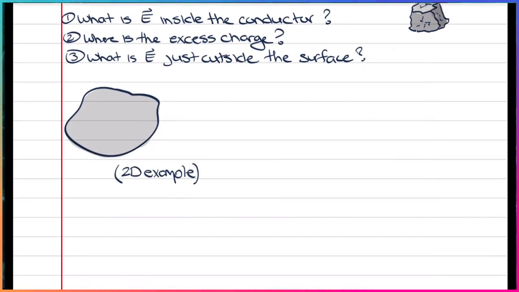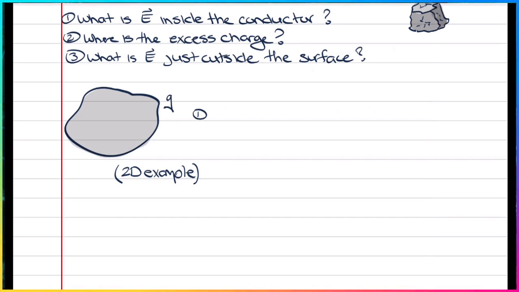All right, so I've given it some net charge Q. What can I learn? This first one we don't actually need; we could have done it weeks ago, actually. What is the E field inside the conductor?